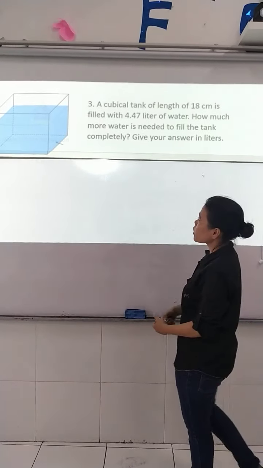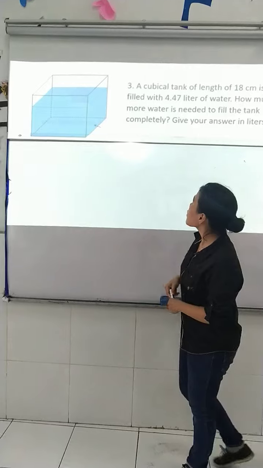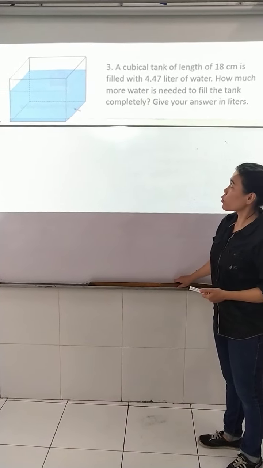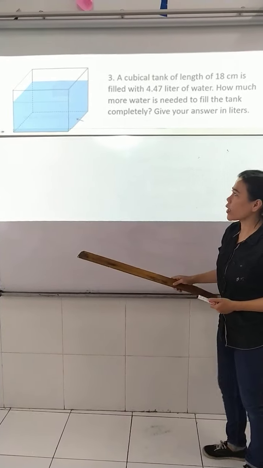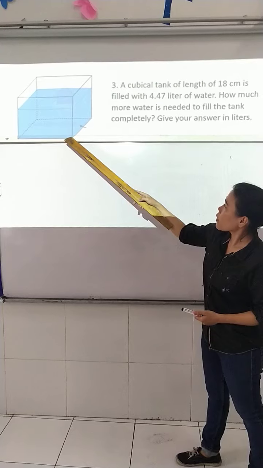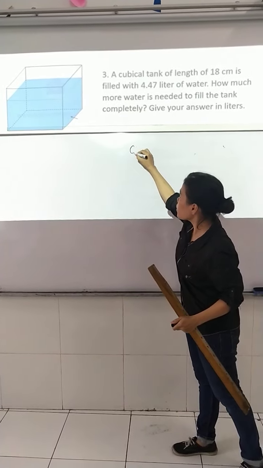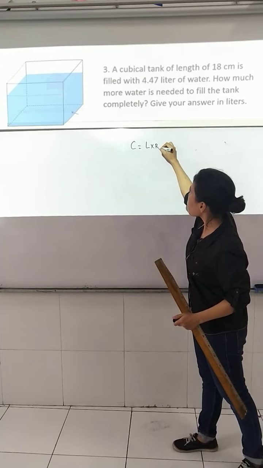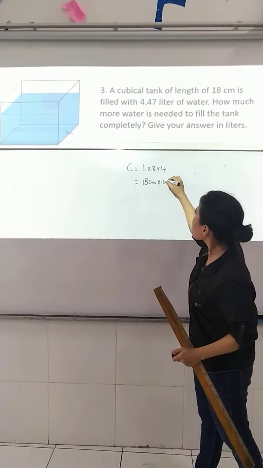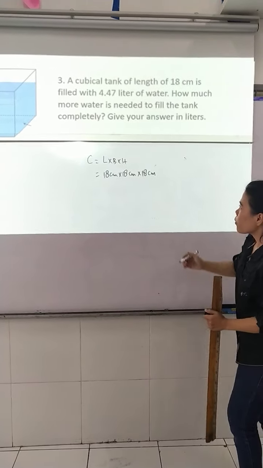As we know the properties of a cuboid, all the lengths are the same, right? So we can see from here, the length is 18. So this is going to be 18, this is going to be 18, and this is going to be 18. So to find the capacity of the cuboid, which is length times breadth times height, it's 18 centimeter times 18 centimeter times 18 centimeter. We multiply.